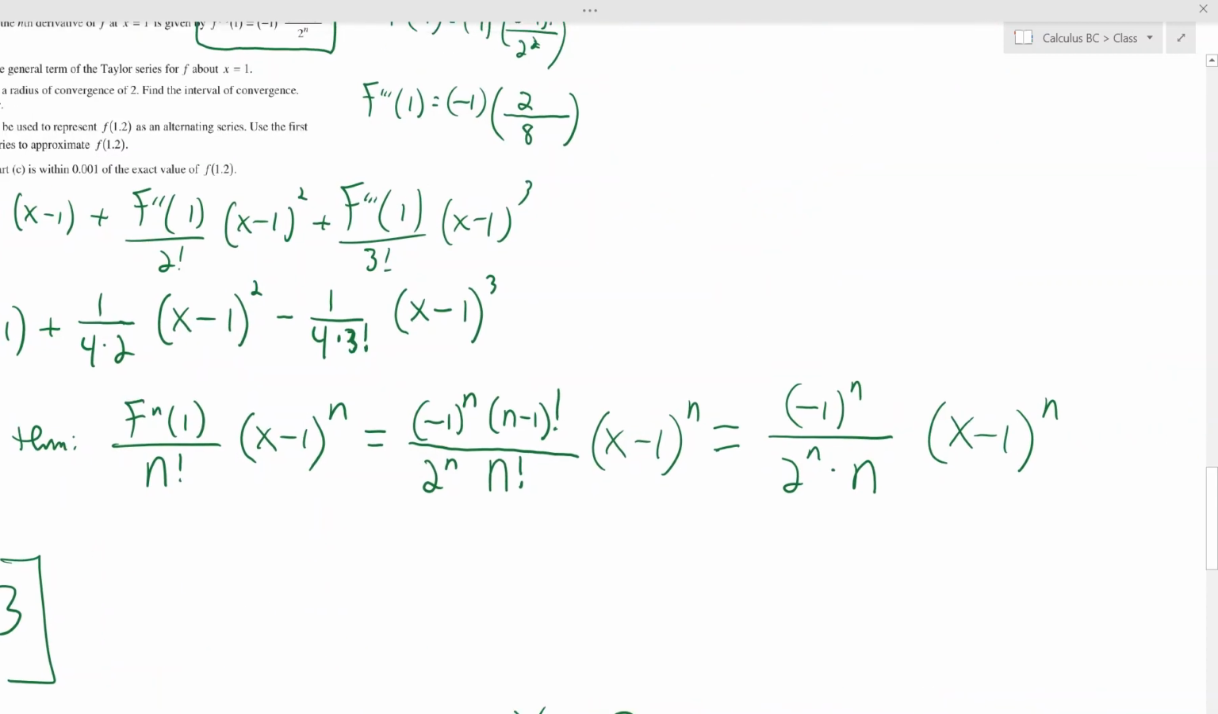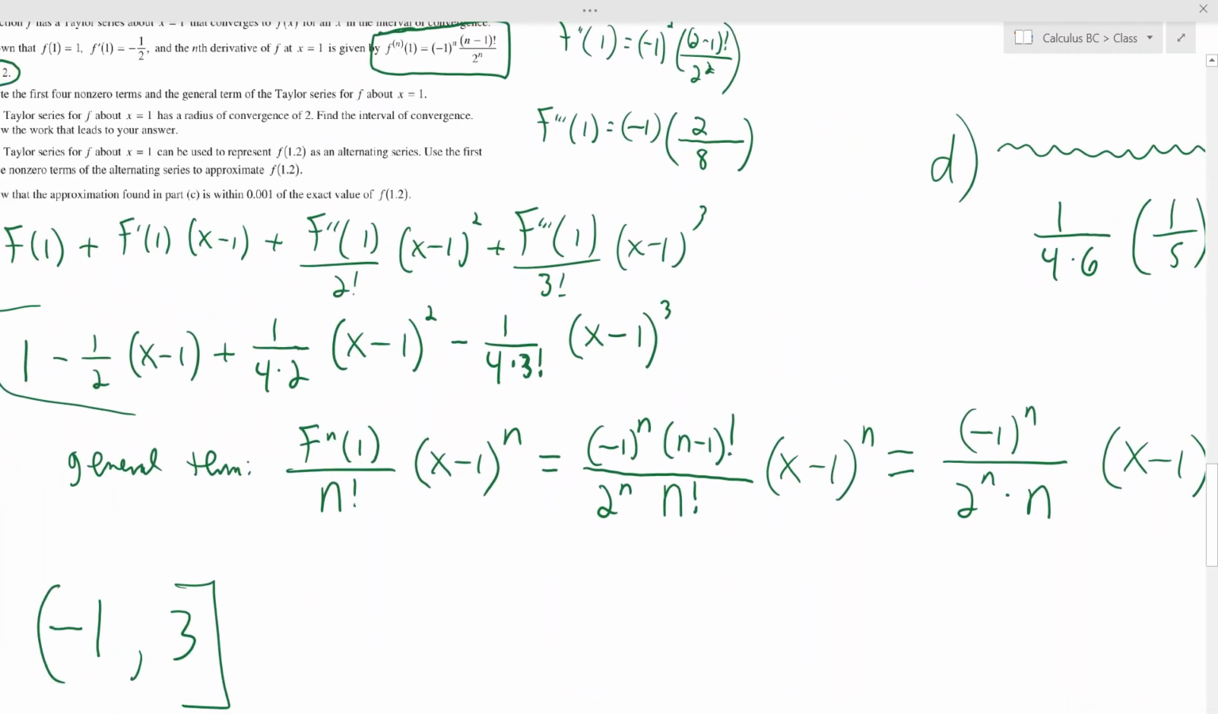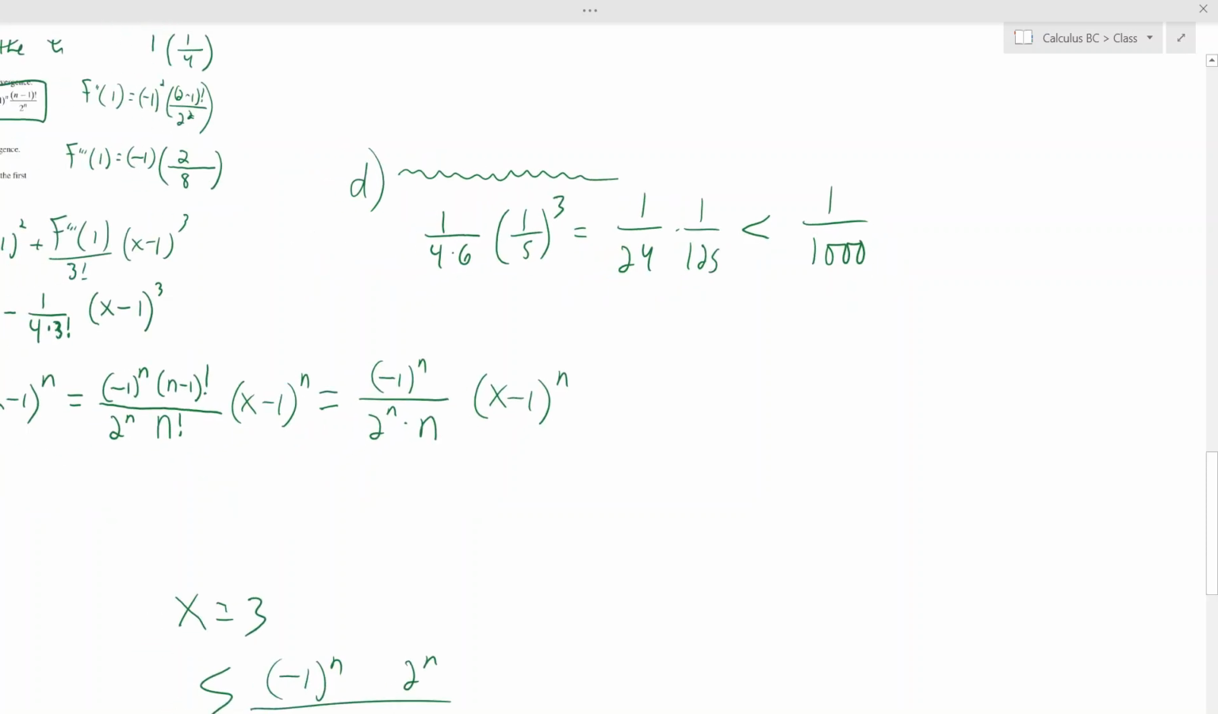So for part D, you would write because it's an alternating series with terms whose magnitudes decrease to 0. Or you can write because this is a convergent alternating series, the error bound is the first omitted term, which is 1 over 4 times 6, that's 3 factorial, times (1/5) cubed. All right, and that is 1 over 24 times 1 over 125, right? And what they want this to be is within 0.001, and that happens to be less than 1/1000. Okay, not too shabby.